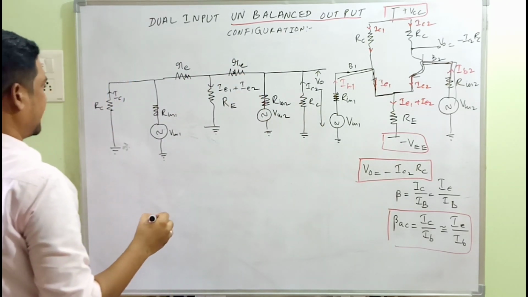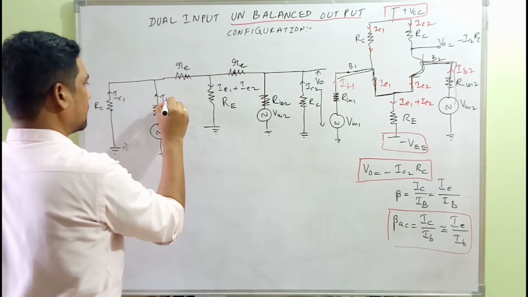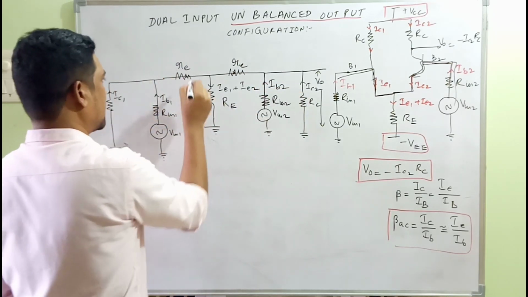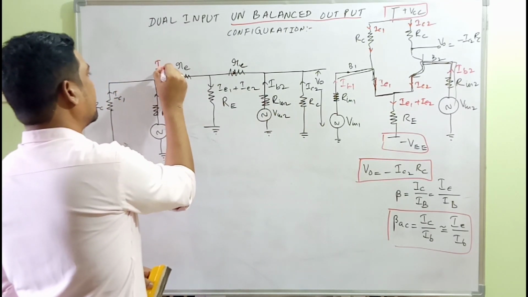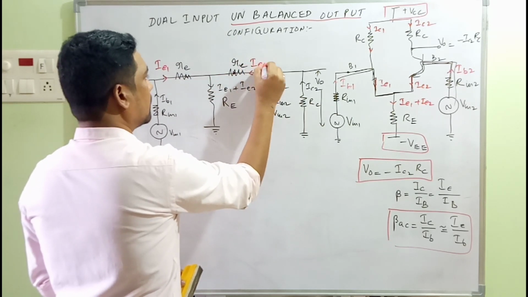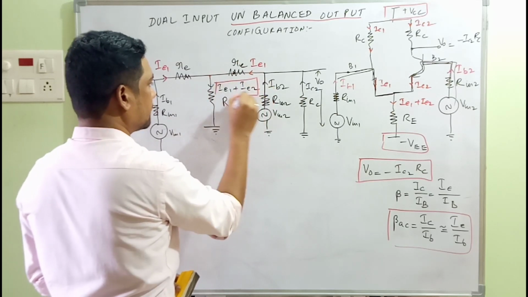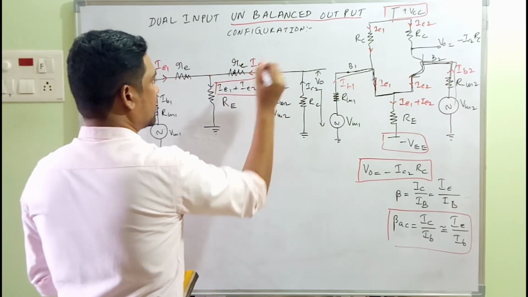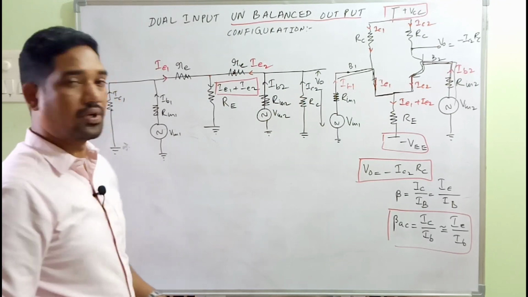And where is IB1? Here through the base, IB1. Even over here it's IB2. In the emitter we have IE1, also here IE1. After this node it becomes IE1 plus IE2. Yeah, this is perfect. It's IE1 up to here. It's IE2 to this side. After this node, both the currents will be added and flowing through RE.